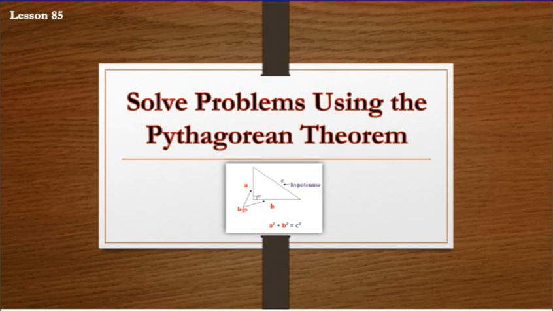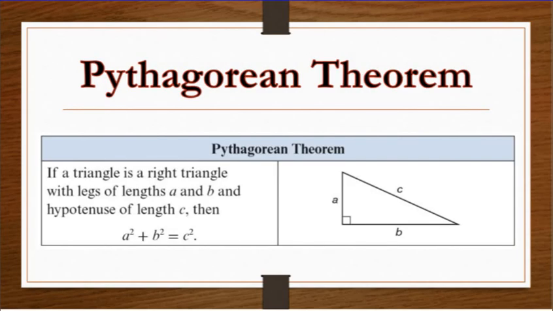Lesson 85, solve problems using the Pythagorean theorem. So let's review what the Pythagorean theorem says. It says if a triangle is a right triangle with legs of length A and B and the hypotenuse of length C, then A squared plus B squared equals C squared. So this formula makes use of the Pythagorean theorem.